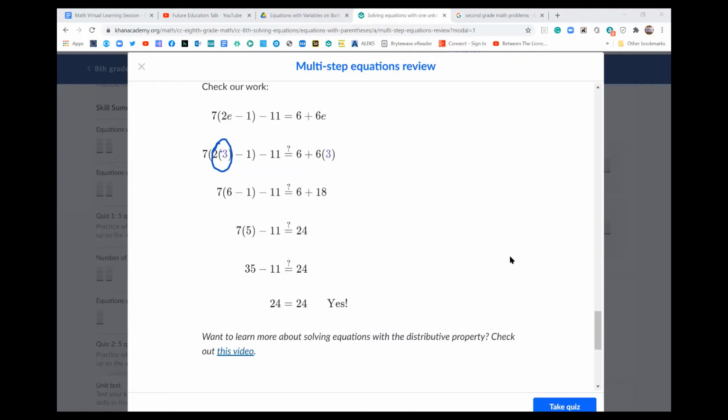And we need to see, does 35 minus 11 get us 24? It does. So you did it correctly. Congratulations, ladies and gentlemen.